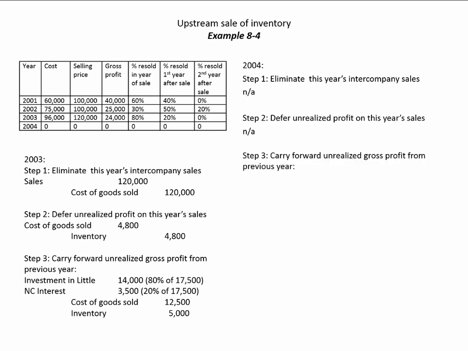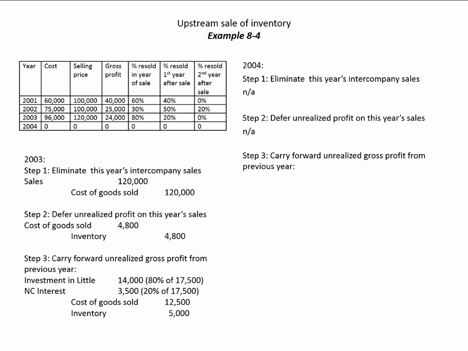Now we do have to carry forward the unrealized gross profit from the previous year. And look at the entries for 2003. In the Step 2 entry, we deferred $4,800. In Step 3, we were still deferring $5,000. We still hadn't recognized all of the 2002 gross profits. So if you look at the two credits to inventory in 2003, there was a total of $9,800 of marked up inventory being carried forward from last year.